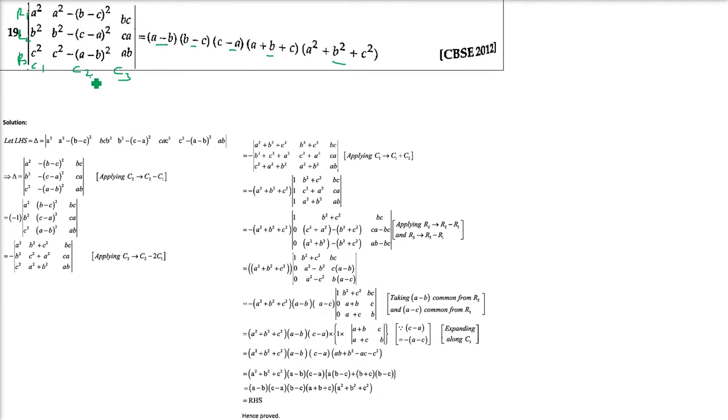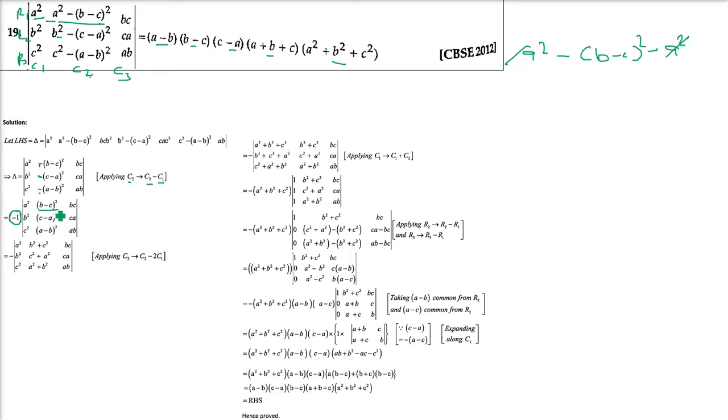So column 2, we change column 2 to column 2 minus column 1. So a square minus (b minus c) whole square. If we subtract a square from here, a square gets cancelled, right? So what do we get here? We are changing column 2 to column 2 minus column 1, so we will get this middle column without a square: b square and c square. Okay, so this minus we take outside.